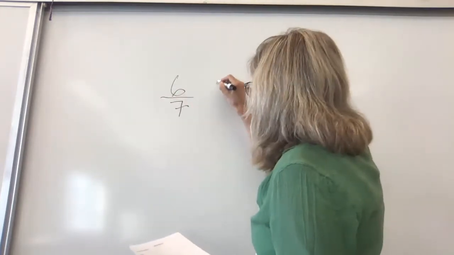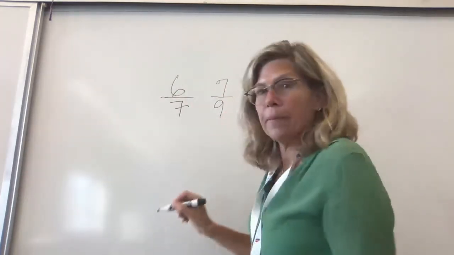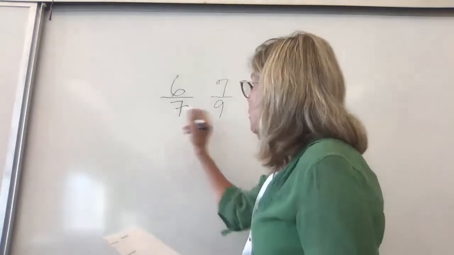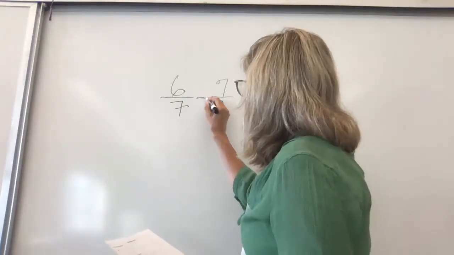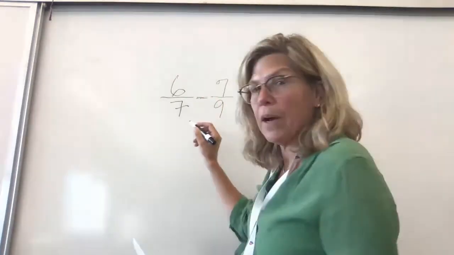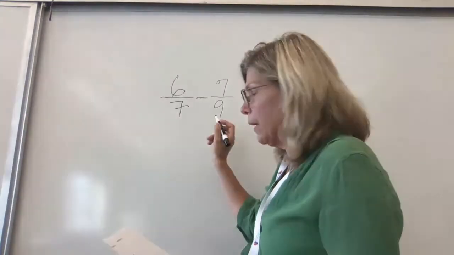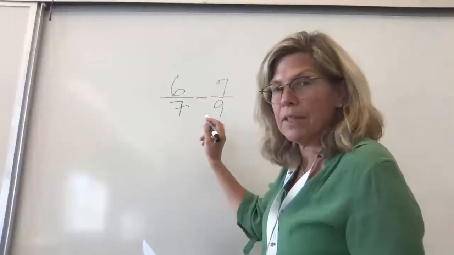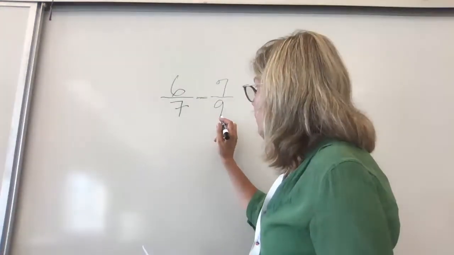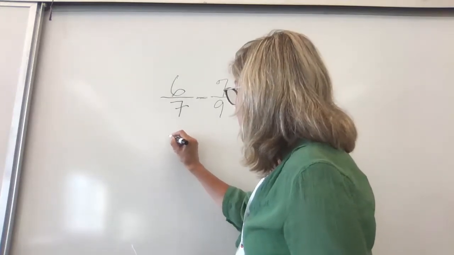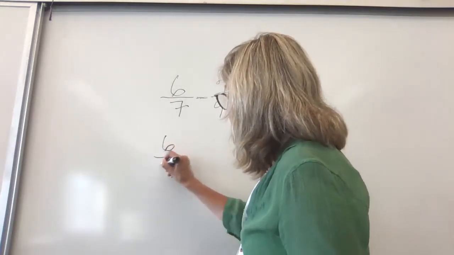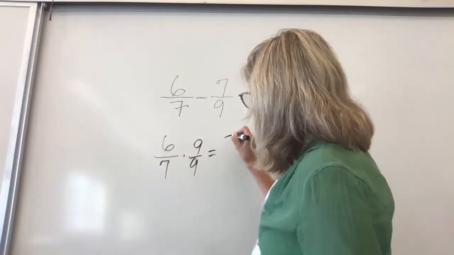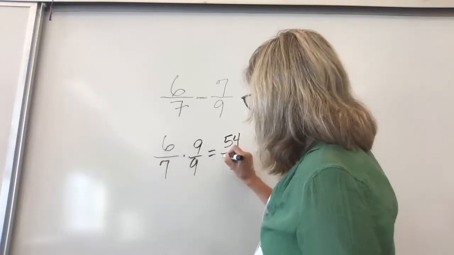and 7 over 9. And I want you to find a number or fraction between these two. What's between them? So we have to find the least common denominator, or a least common multiple. And in this case, it looks like 7 and 9 won't have any of the same multiples. So we'll take 6 over 7 times 9 over 9, which is 1, which is okay. And that equals 54 over 63.